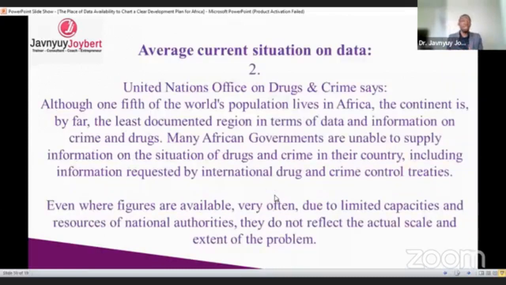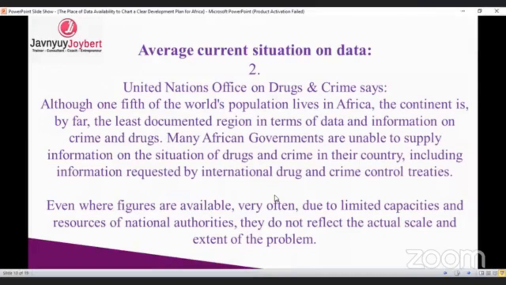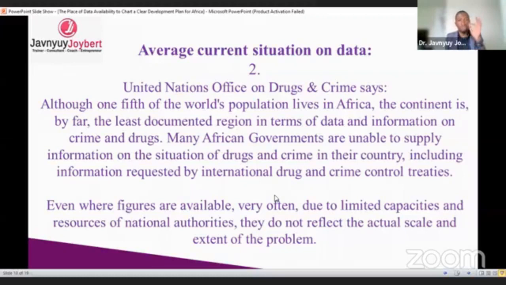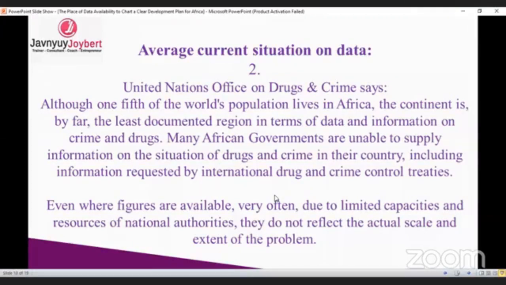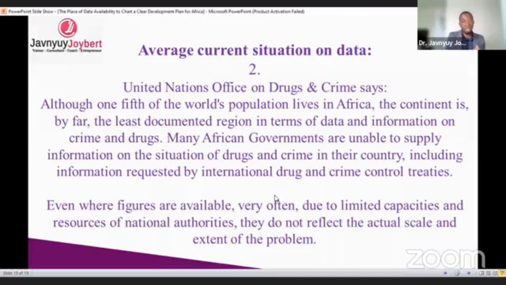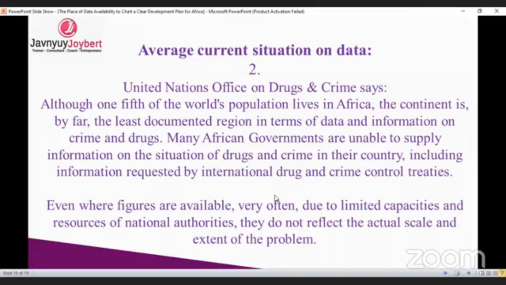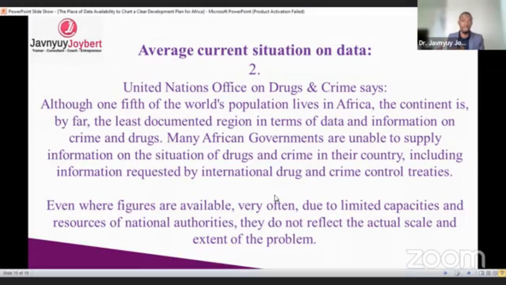The second situation is from the United Nations Office on Drugs and Crime, where they are saying that although one-fifth of the world's population lives in Africa, the continent is by far, listen to this, by far the least documented region in terms of data and information on crime and drugs. And when you look at every other area, you discover this challenge.